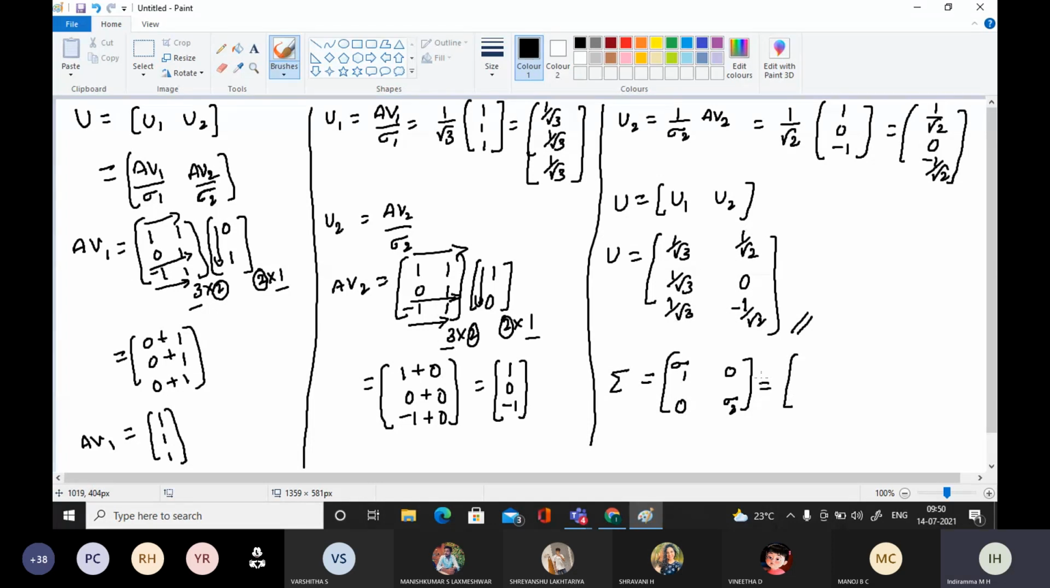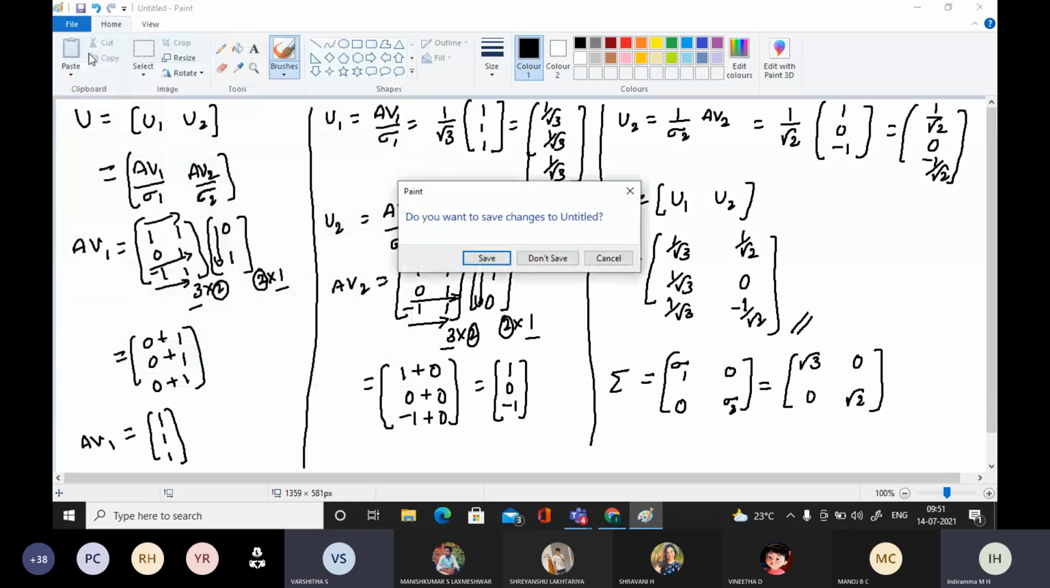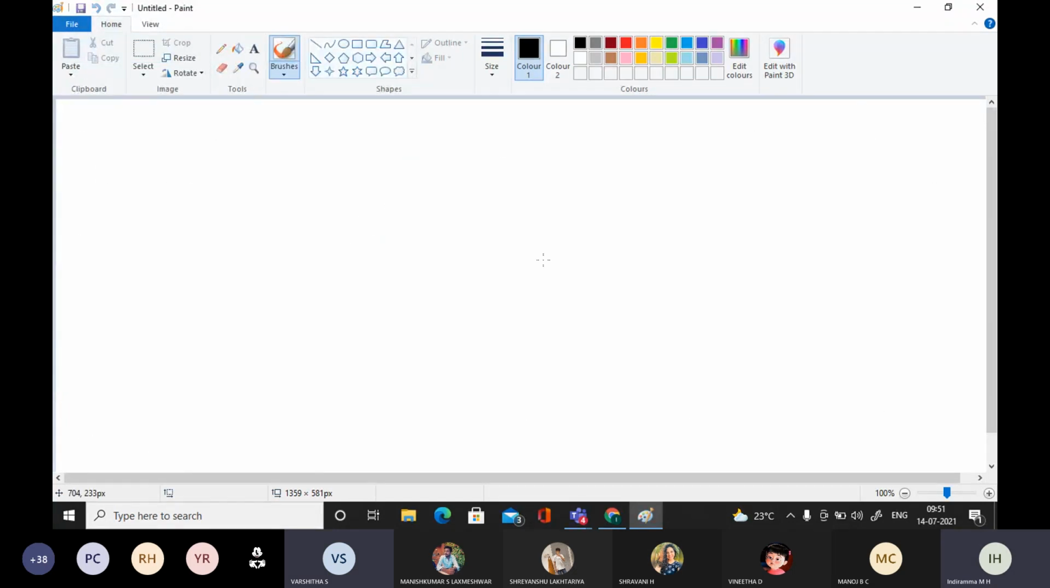Okay. What is sigma 1? Root 3. So it is root 3, 0, 0, then what is sigma 2? Root 2. So we constructed U, V and sigma. What next? What in the question is given? Check AV equals U sigma. Yes, we have to check A into V is equal to U into sigma.